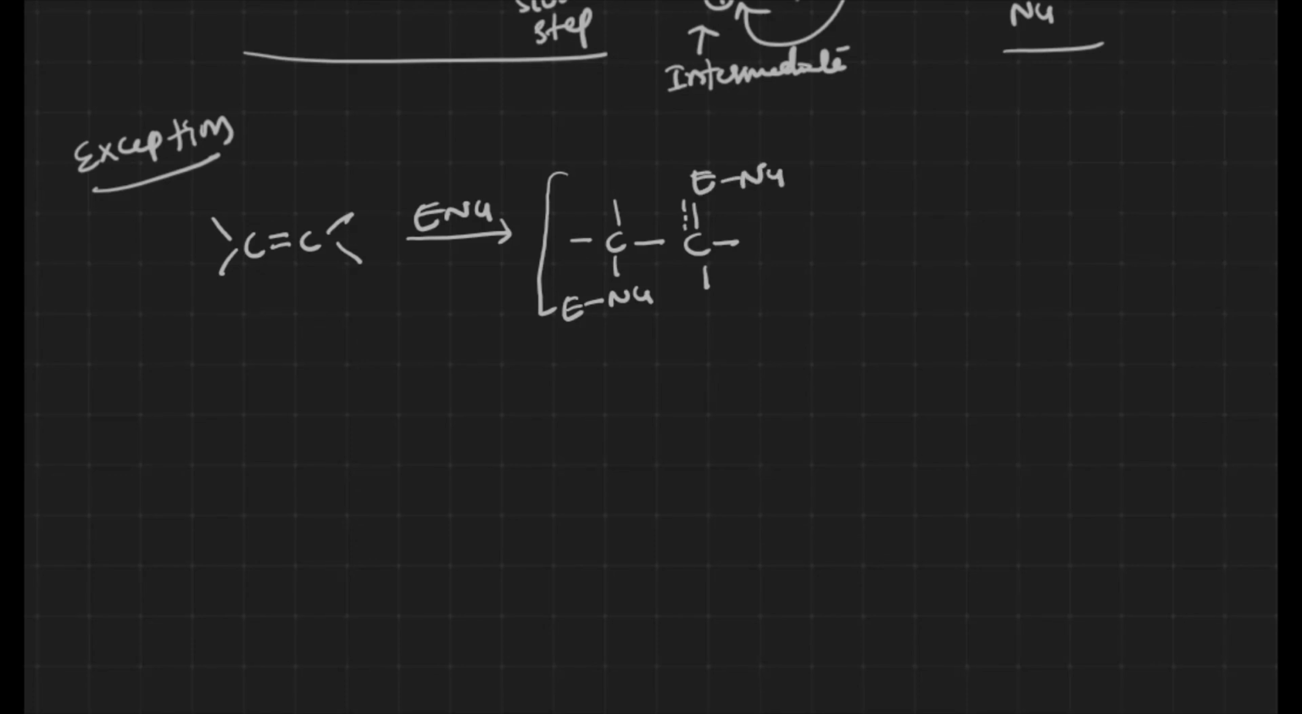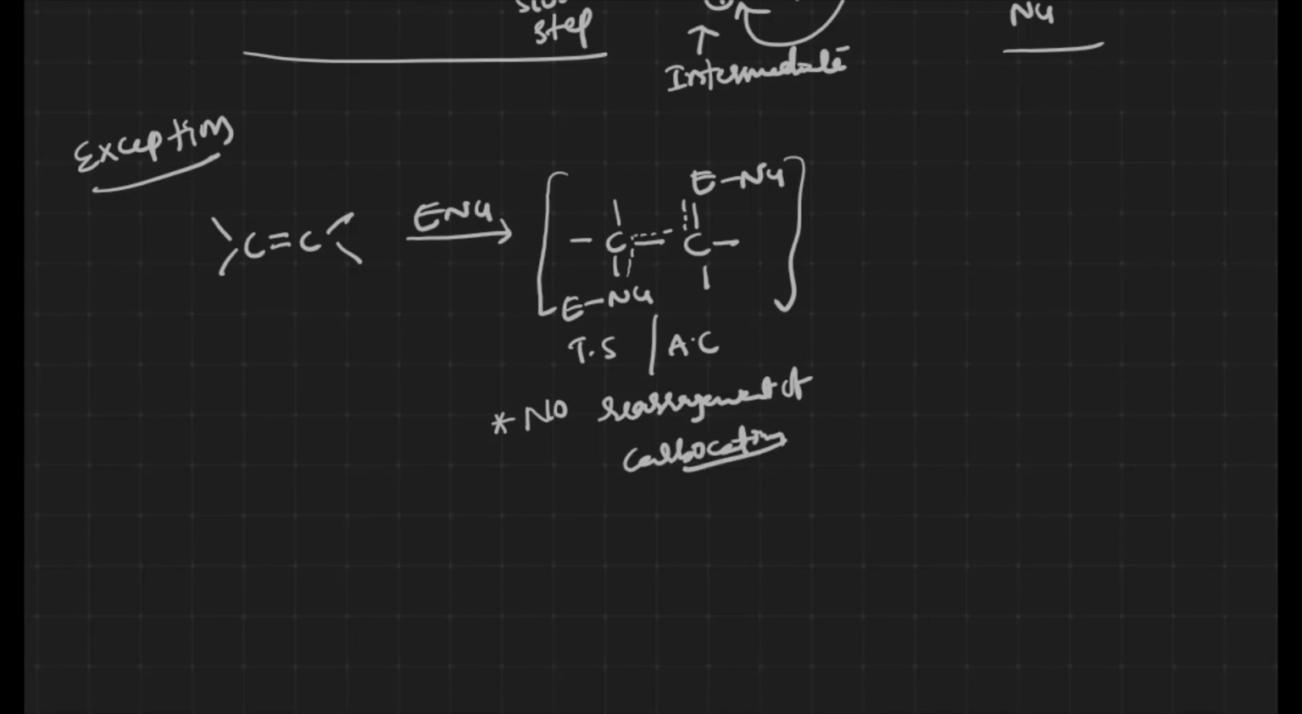It is forming a kind of transition state here. This means there is no formation of carbocations, and no rearrangement takes place with this kind of mechanism. Transition state or activated complex. When activated complex or transition state formation takes place, the carbocation itself is not generated, right? That's what we are calling it. There is no rearrangement of carbocations over there.